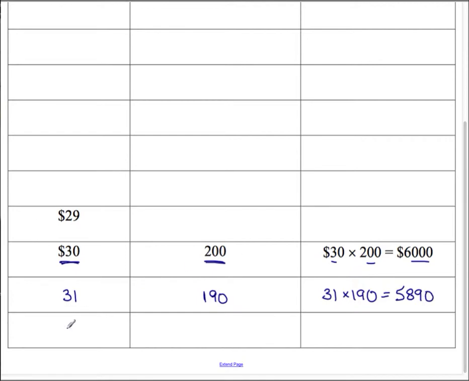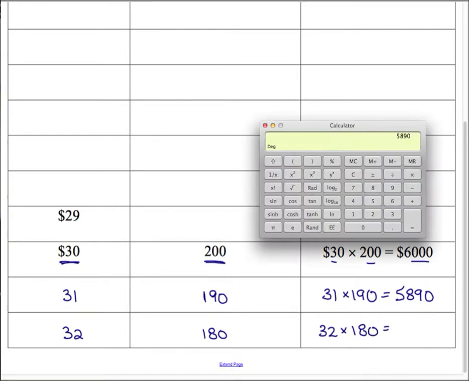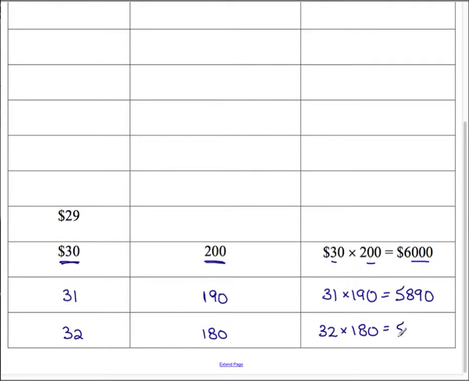Let's do one more increasing the cost of tickets. $32, and we're going to get 10 fewer people again, so there's going to be 180. Notice when this increases by 1, this decreases by 10. That's what it says. So $32 per ticket, but I'm only going to sell 180 of them. 32 per ticket times 180. That's getting even lower, $5,760. Okay, we don't want that to happen.